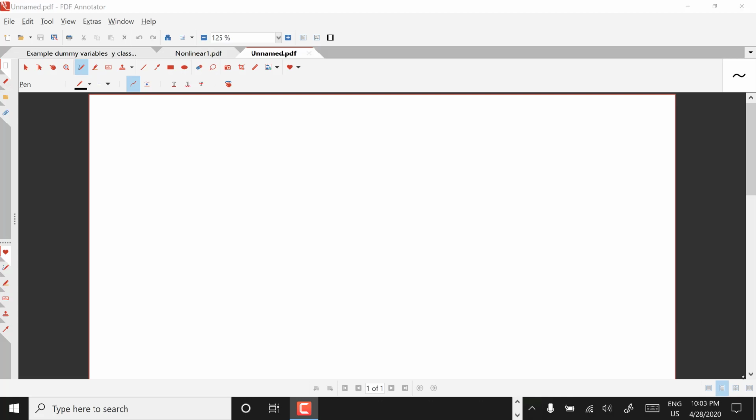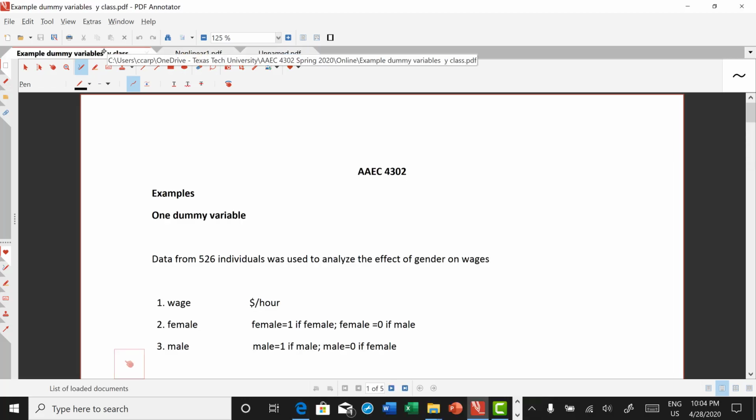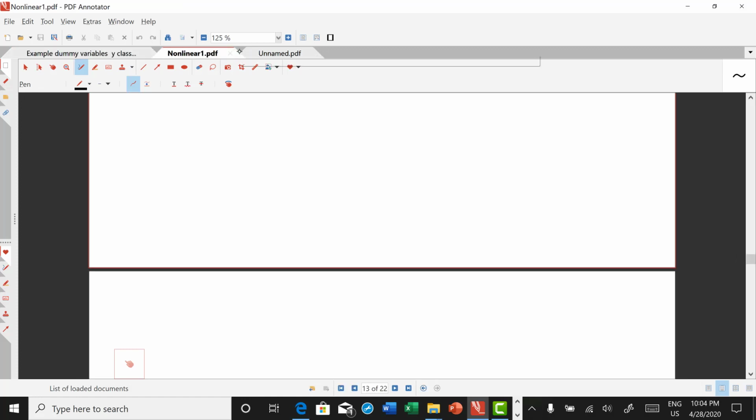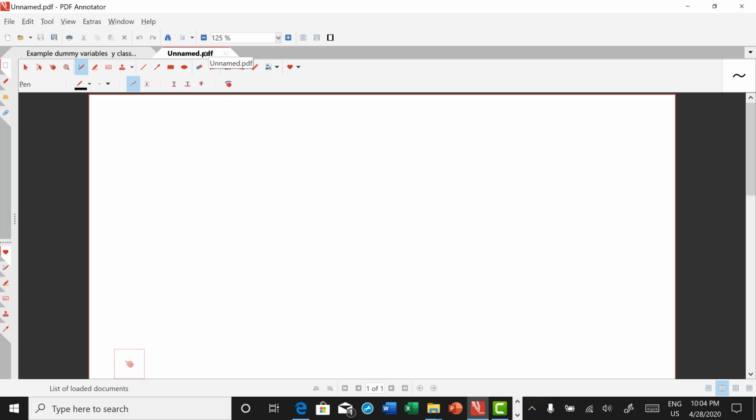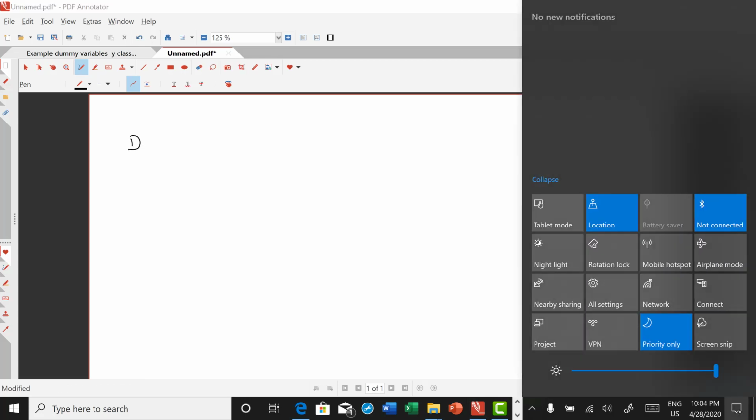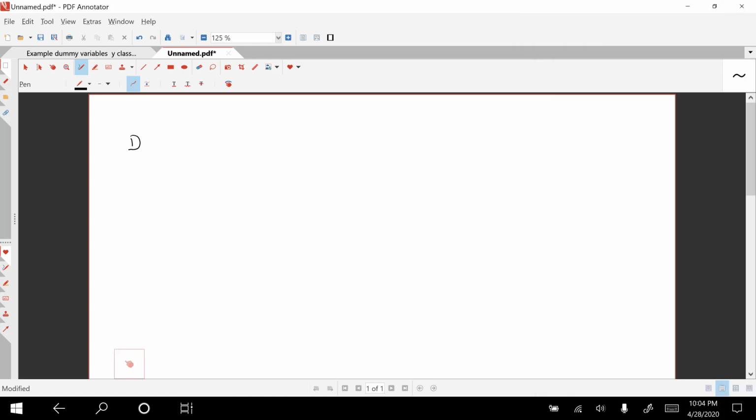Let's continue talking about dummy variables in the context of multiple linear regression. So today we're going to be talking about a specific example, but before we get into that, let's try to summarize some key ideas regarding dummy variables in the context of the multiple linear regression model.